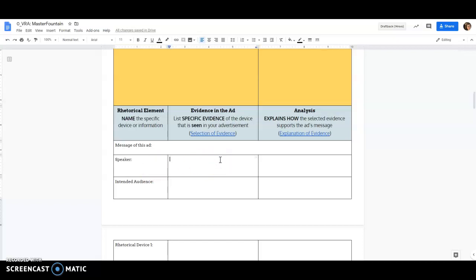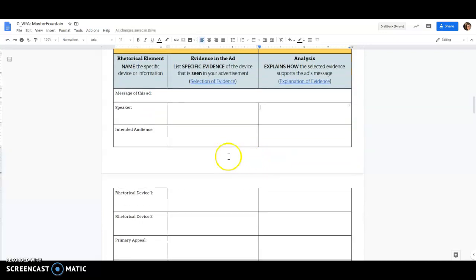Here's where you would put your evidence. So if you say it's from this organization, how do we know? What should we see on your ad that proves it? And then why do you think that organization is a good organization that would be putting out that advertisement?